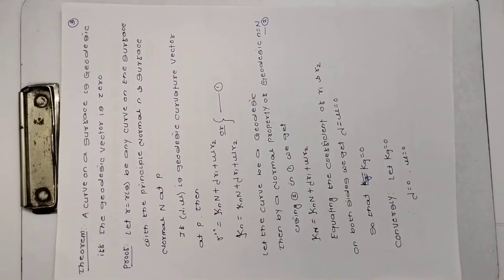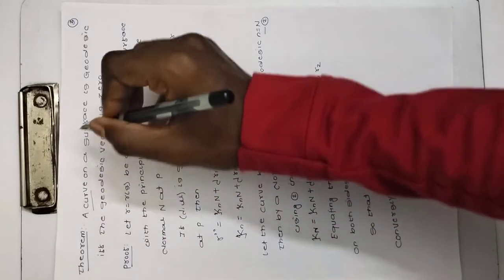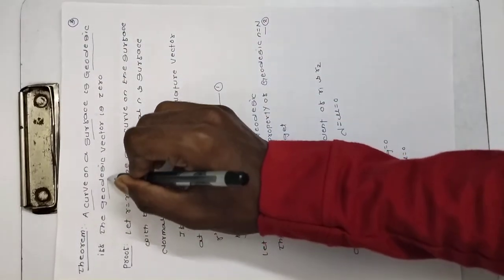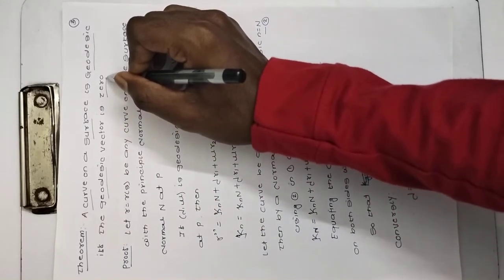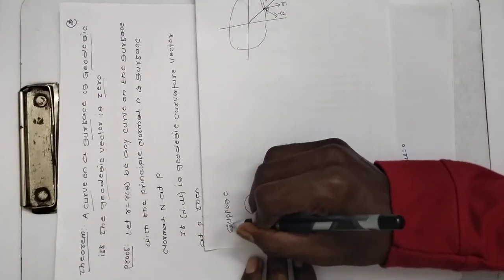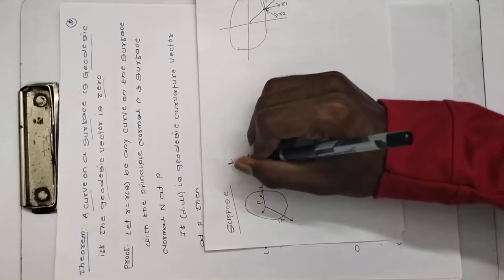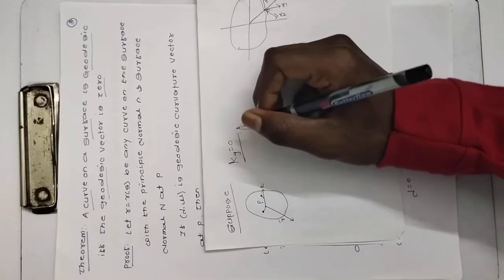The next theorem: a curve on a surface is geodesic if and only if the geodesic curvature vector is 0. First we discuss what is meant by geodesic. To find the vector of geodesic, kappa of g is equal to 0. This is the equation of geodesic.